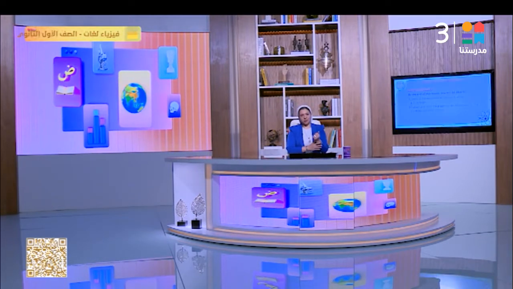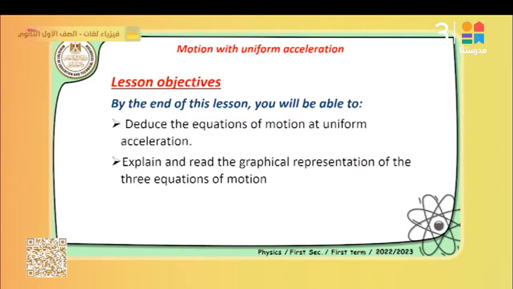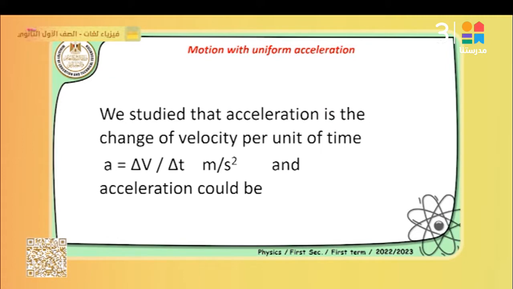In the beginning, we have just a little objective to our lesson and what we will study for today. We will deduce the equation of motion at a uniform acceleration, and we will explain the graphical representation for these equations. As we studied before, if we have an object that moves with a uniform acceleration, which means acceleration is the rate of change of the velocity of the body. So, acceleration equal delta V over delta T, and the measuring unit is meter per second square.